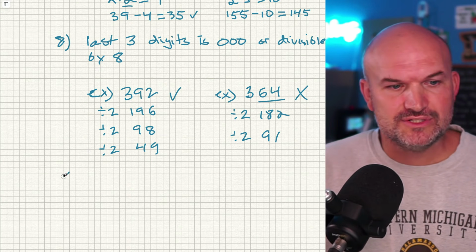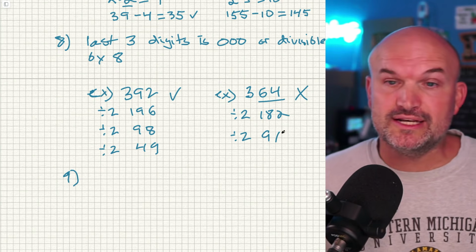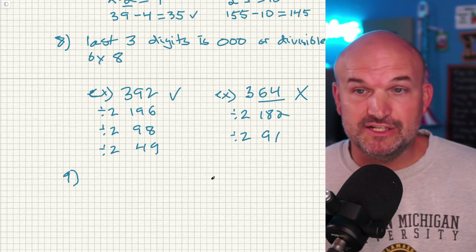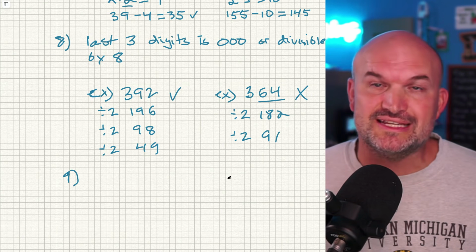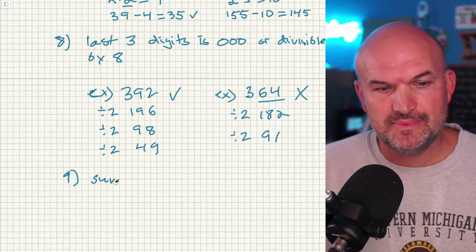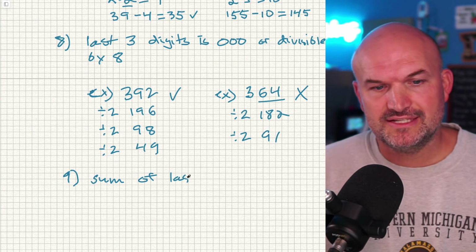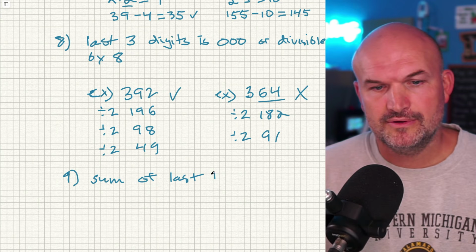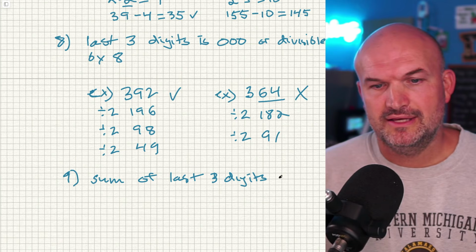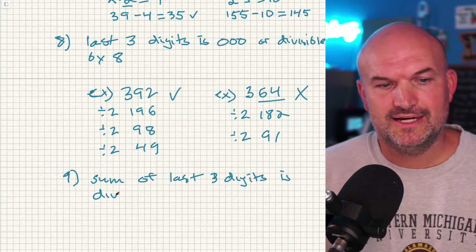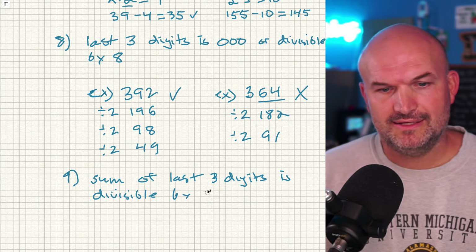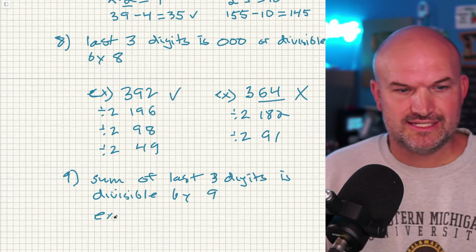All right, now let's take a look at the number 9. To determine if a number is divisible by 9, all we're simply going to do is take the sum of the digits and make sure that number is divisible by 9. I'll write it like this: the sum of the digits is divisible by 9.